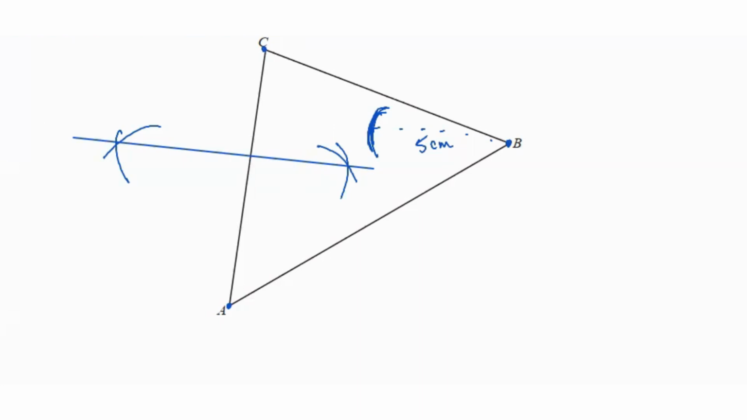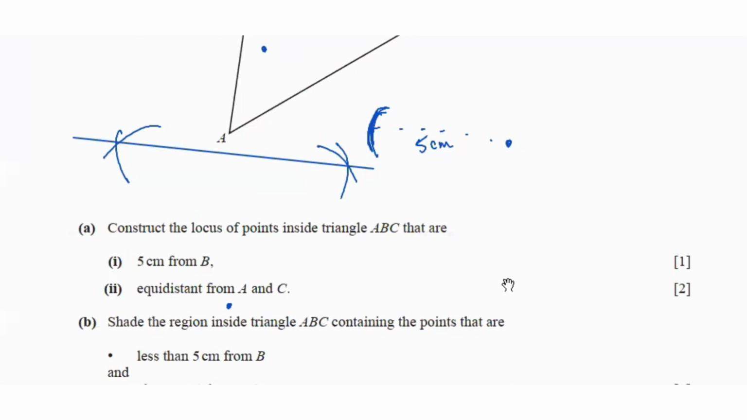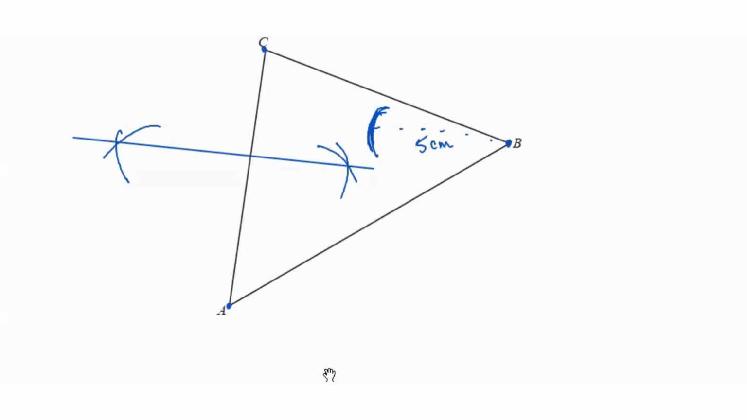Then it says, show the region inside triangle ABC containing the points that are less than 5 centimeters from B and closer to A than to C. So for that, once you have your accurate arcs, since mine are rough, you would just shade that part closer to A than C. So it's going to be over here, this part.